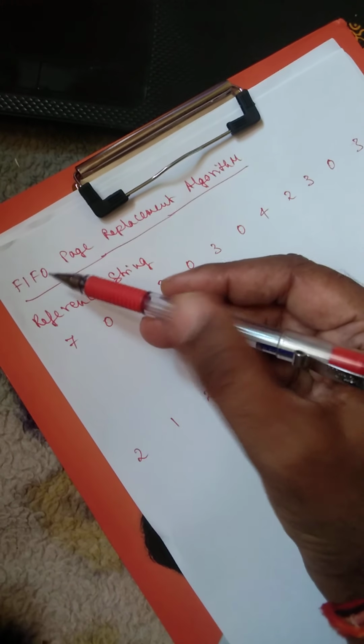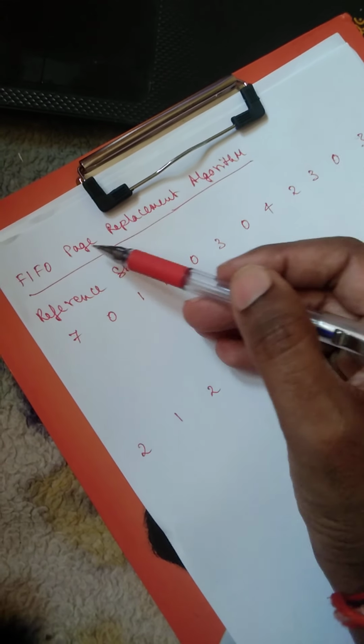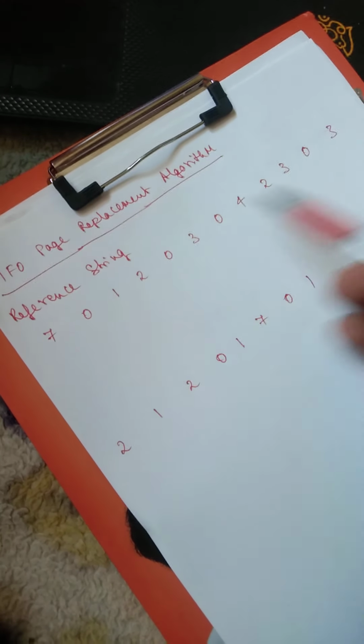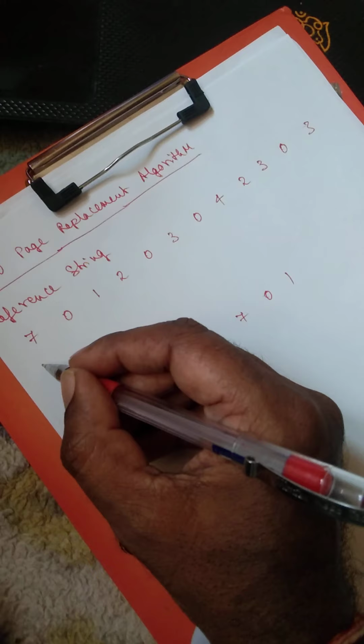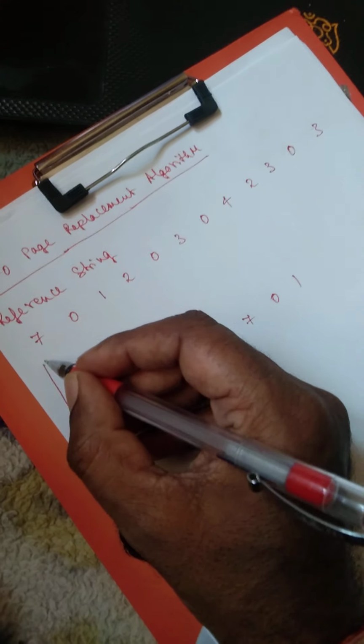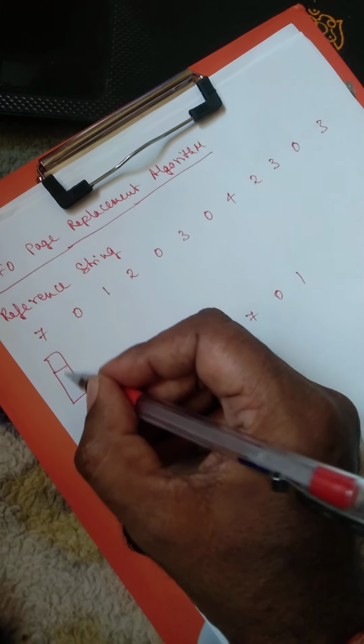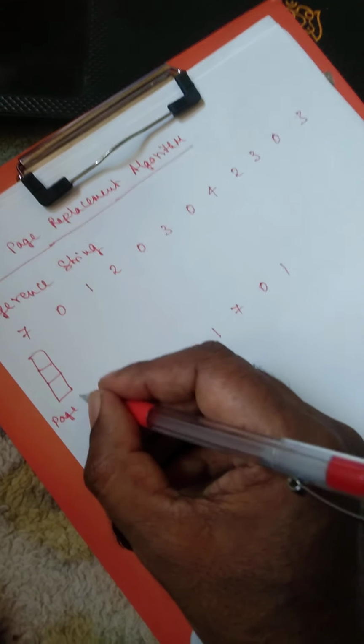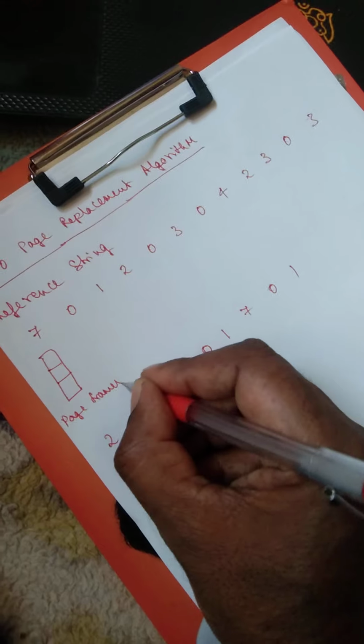Today we'll be learning about the first in first out page replacement algorithm. As you can see, the reference string is as given below. Here again we'll assume the page table size as 3. As all of you know, we call these page frames.